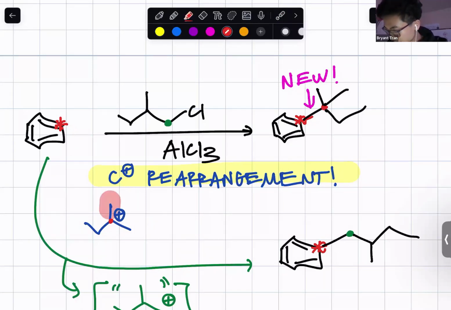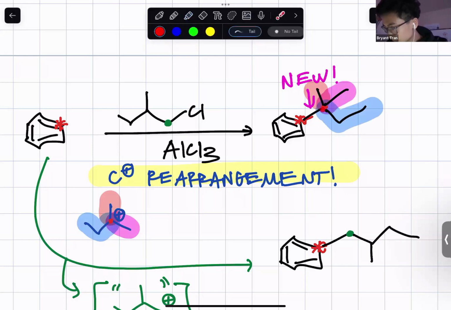Let's say this is red, that's that red methyl right there. Let's say this is pink, that's that pink methyl right there. Let's say this is blue ethyl, that's that blue ethyl right there. That red dot carbon is still there. This is the new bond between them. If I highlight this bond here in orange, that's that orange bond right there, the new bond right there, right?